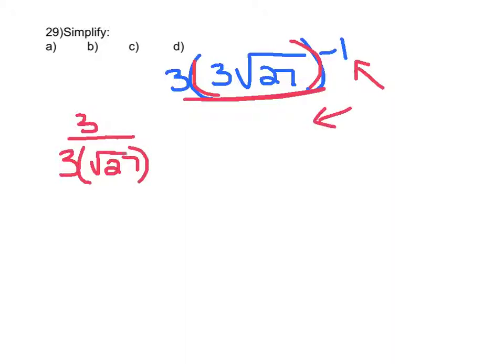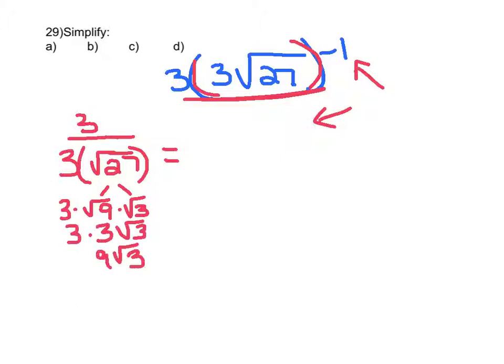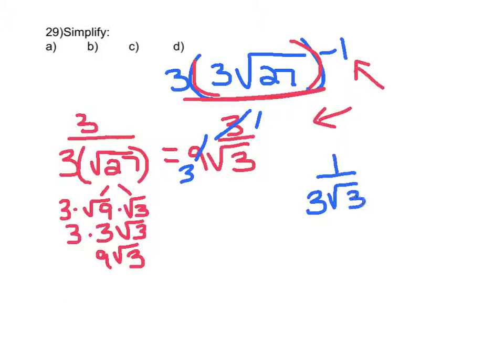Now what we have to do is simplify this because we don't like the radical in the denominator. First I'm going to break this down, so I can pull the square root of 9 out of here. That's going to give me 3 times the square root of 3, or 9 square root of 3. Alright, now you can reduce your 3 and your 9. That's going to become 1/3. So you have 1 over 3 square root of 3.